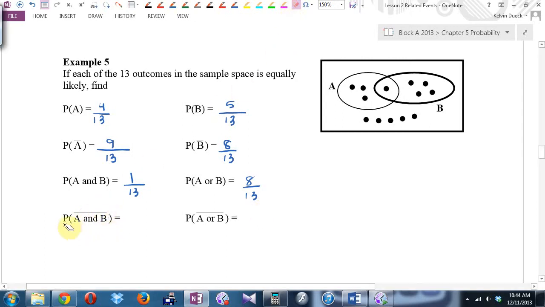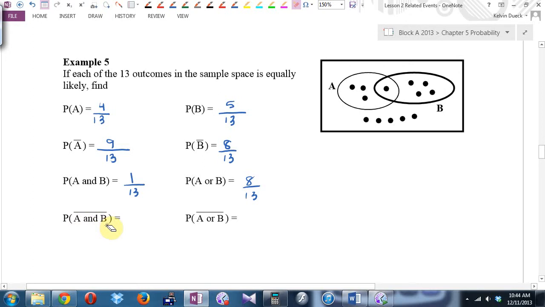This one here, I'll give you a hint. The P stands for probability. What does this bar stand for? What do we say when we see that bar, folks? Not. Okay? So this is saying, you with me now? You back? Yeah, I'm back. Okay, this is saying find the probability of not A and B.